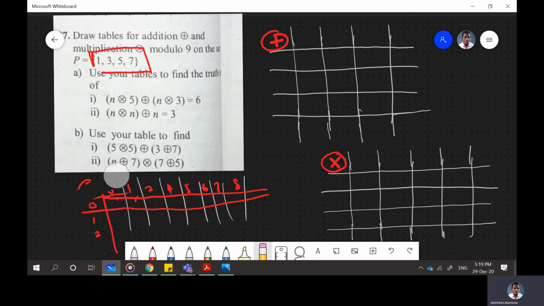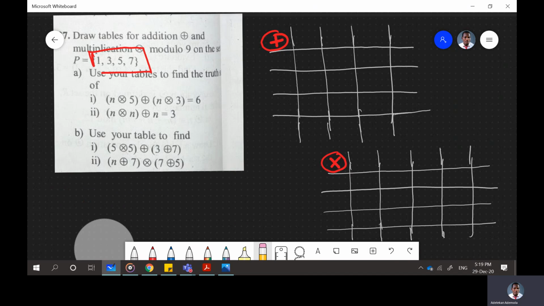Okay, so you can see the tables I've drawn below. The one above is for addition, while the one below it is for multiplication. And then they said we should do it on the set 1, 3, 5, 7. So I'm going to come here and write out the sets 1, 3, 5, and 7. Here also I'm going to have 1, 3, 5, 7. Here I'm going to have 1, 3, 5, 7. Here also 1, 3, 5, and 7.